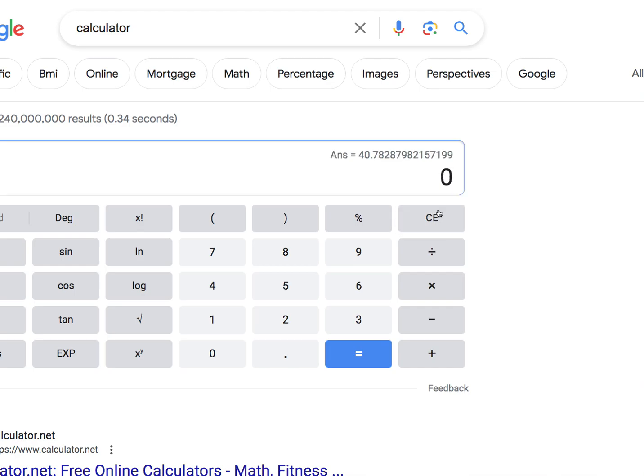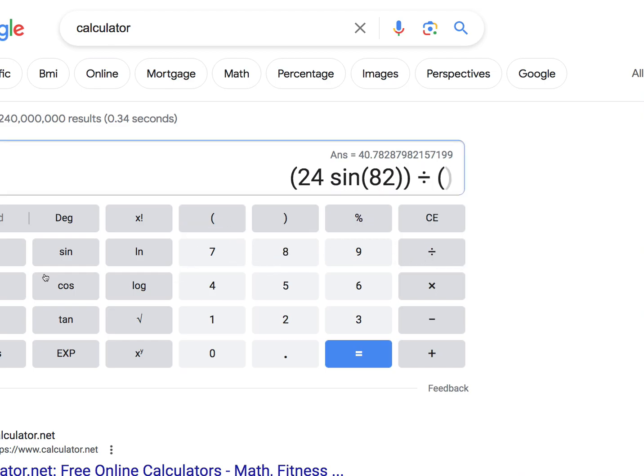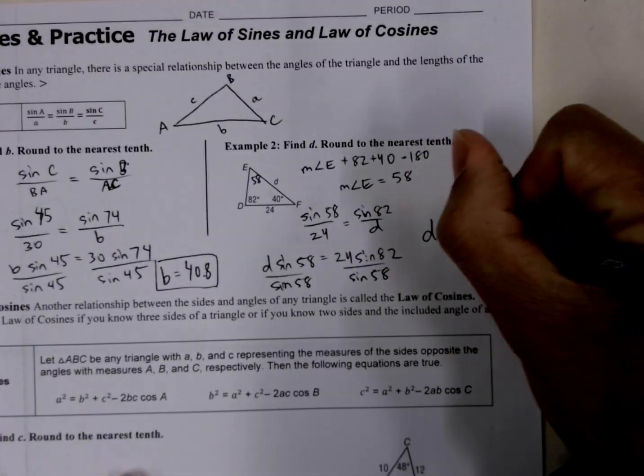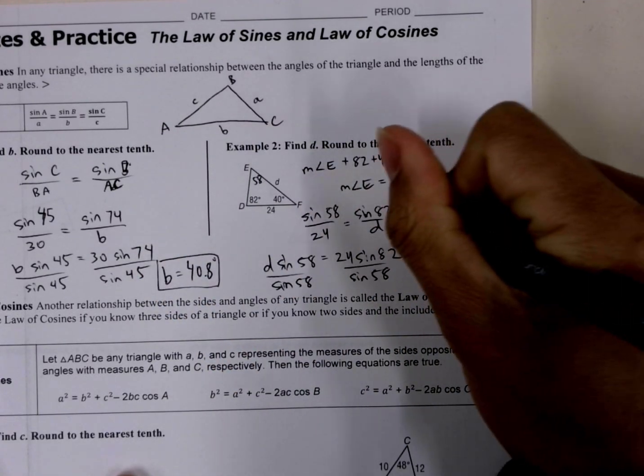So I'm coming back over to here, make sure I'm on degrees mode, and then I'm going to do parentheses 24 sine of 82, parentheses divided by parentheses sine of 58, parentheses equals. So it's 28 degrees. So I'm going to round to the nearest tenth, and it's going to be 28.0 degrees. And I'm going to box it.